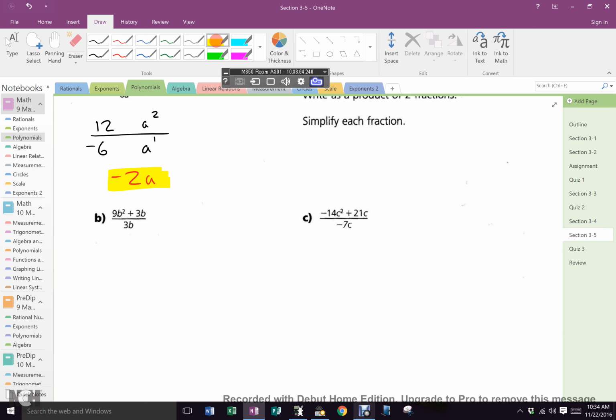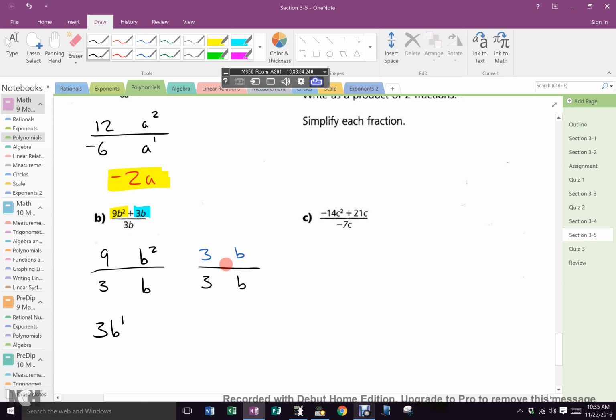Okay, what do I got there? I got a 9 and a b squared. A 3 and a b. What are they dividing by? 3b. Where does the 3 go? Under the 9. Where does the b go? Underneath the b. What's 9 divided by 3? 3.